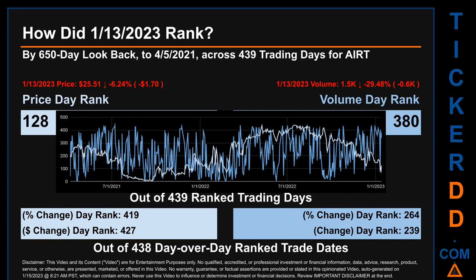The price's day-over-day percentage change, dropping -6.24% on January 13, 2023, had a day rank of 419, while its dollar difference of -$1.70 had a rank of 427 when compared day-over-day across 438 trading days. Volumes percentage change and difference were ranked respectively at 264 and 239.